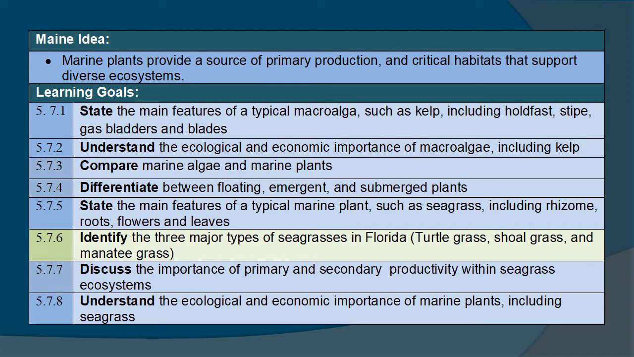The main idea is that marine plants provide a source of primary production and critical habitat that support diverse ecosystems. And these learning goals give you very targeted terminology, anatomical features, and economic and ecological importance of the various different plant groups that we're going to talk about.